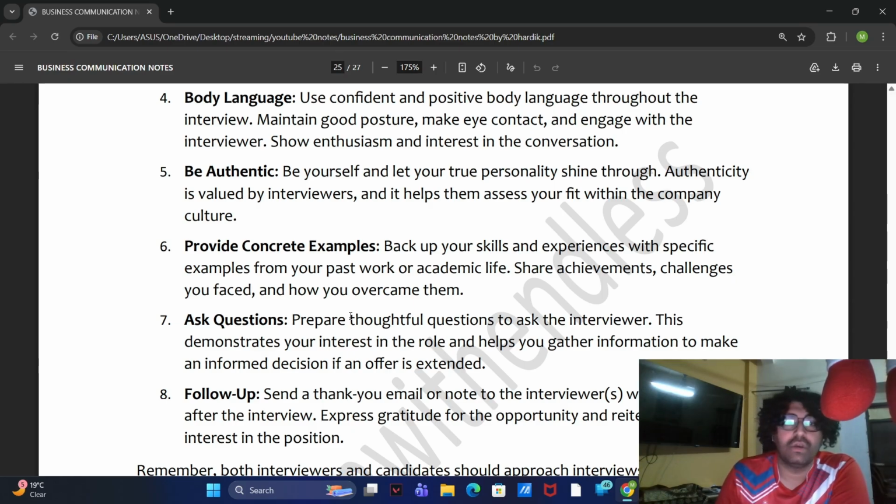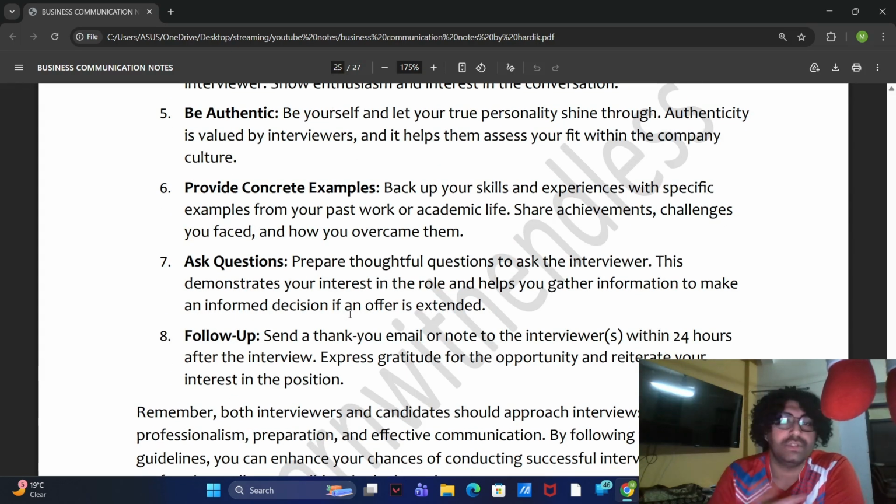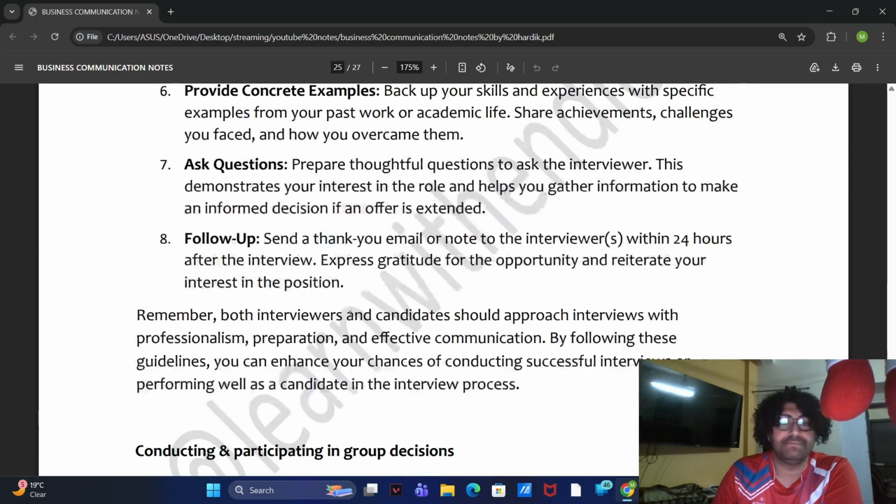Be authentic. Be yourself and let your true personality shine through. Authenticity is valued by interviewers and it helps them assess your fit within the organization's culture. Provide concrete examples. Back up your skills and experience with specific examples from your past work or academic life. Share achievements, challenges you faced, and how you overcame them.